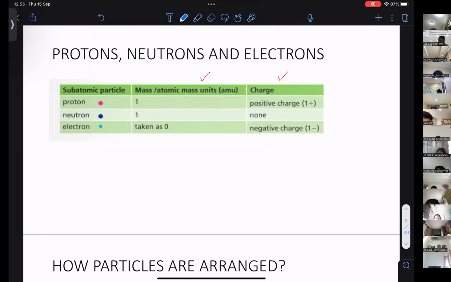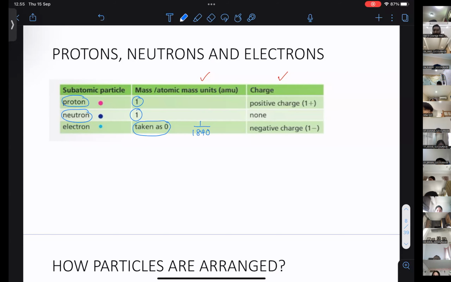When it comes to mass, generally in comparison, the proton is going to be 1. The mass of neutron is also going to be 1. But for electron, we take the mass as 0. Because your worksheet is also going to mention certain things, I will just add over here. It's basically 1 divided by 1840. It means the proton is around 2,000 times heavier than electron, or proton is 1,840 times heavier than electron. Neutron also is 1,840 times heavier than electron. So that's why they put it as 0.